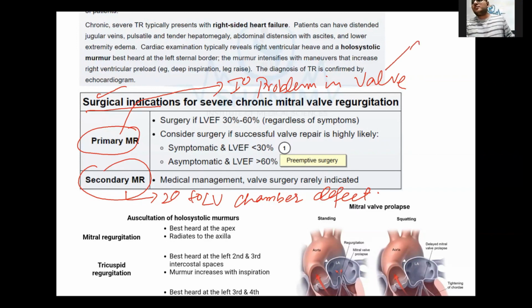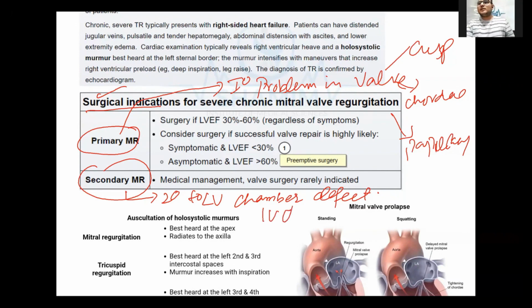अब वो valve की क्या cusp में problem हो सकता है? Valve में chorda tendineae का problem हो सकता है. Valve में हमारे पास papillary muscles का मसला हो सकता है. This is a problem in the valve. But secondary कौन से होंगे? मैंने अभी आपको बताया. Left ventricular dilation, chamber dilation, infective endocarditis. These are secondary causes. Okay.